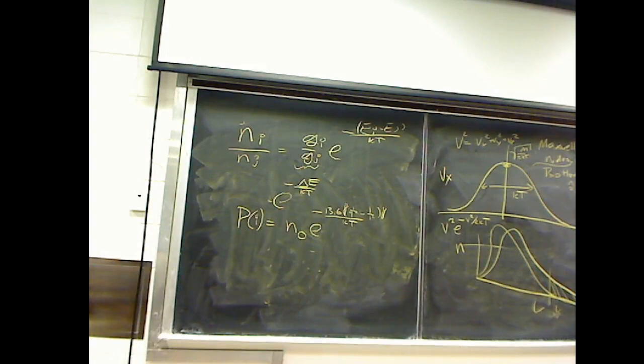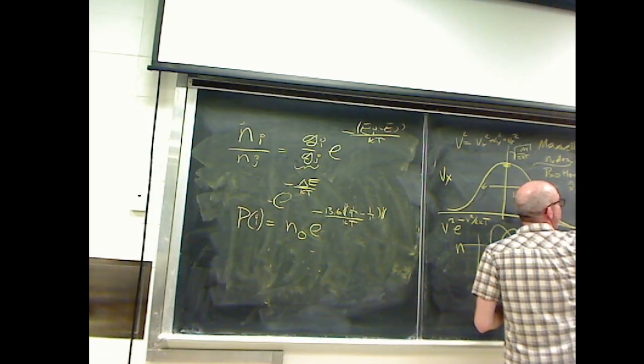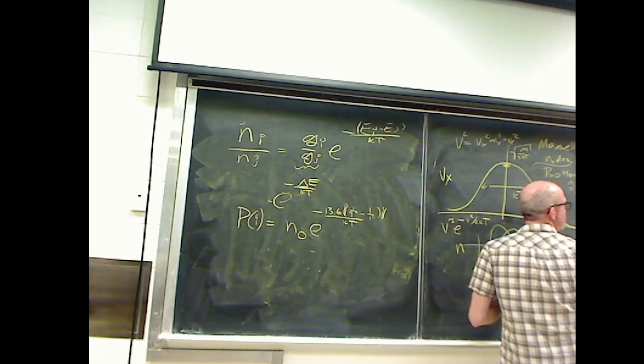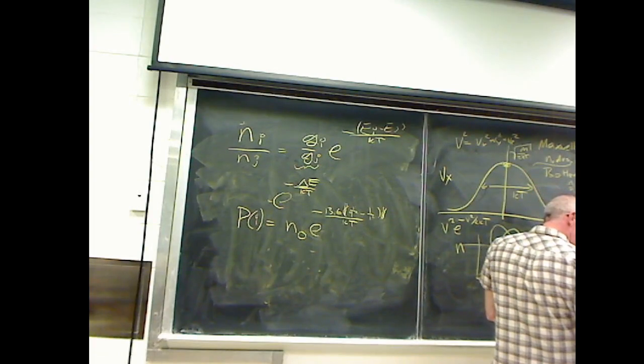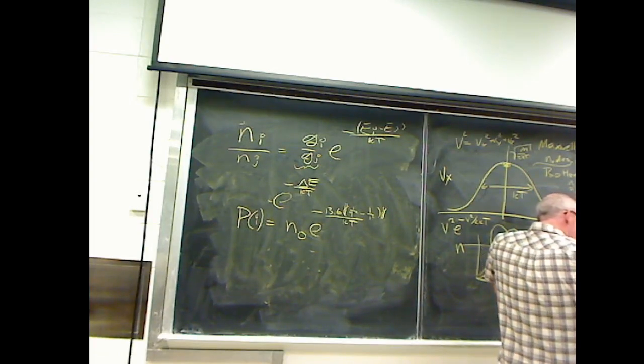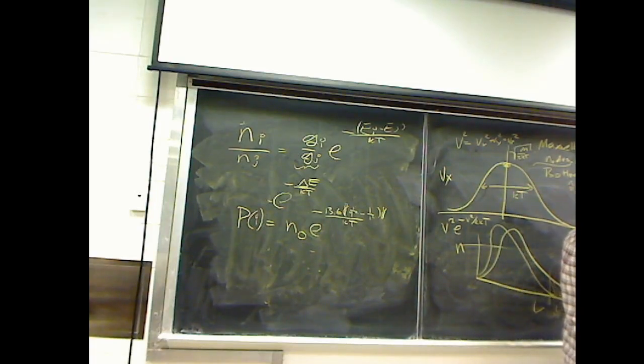So if I'm really cold, all my electrons are in the ground state, right? Because of this. If t is a very, very small number, then this is huge, and this becomes e to the minus huge, which is basically 0. So if my temperature is 0, all my stuff is in the ground state. As I increase the temperature, things start to get excited and jump up into the first excited state.